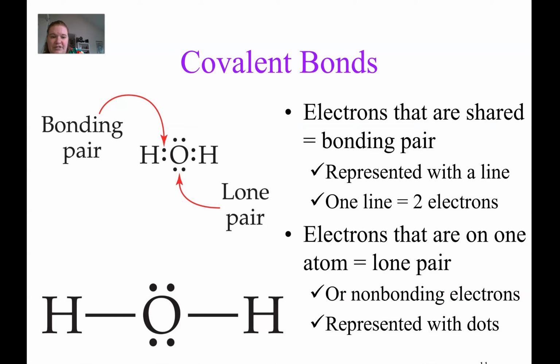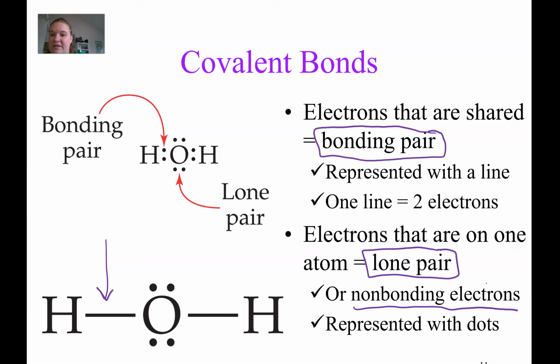A couple extra words that we need to know. When we share those electrons, they are called a bonding pair, and we represent them with a line, and each line is 2 electrons. So we often refer to our electrons in pair form. So in order for a bond to happen, it has to be the sharing of a pair of electrons. And electrons that belong to one atom are called a lone pair. And these are also called non-bonding electrons because they're not creating a bond. And we represent them with dots. So this is my bond, my bonding pair of electrons, and that is my lone pair.